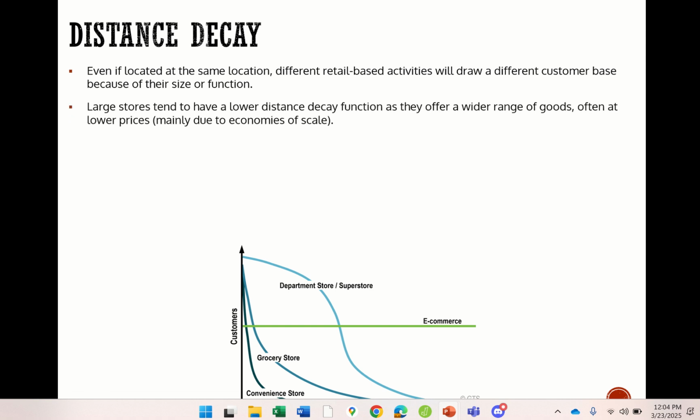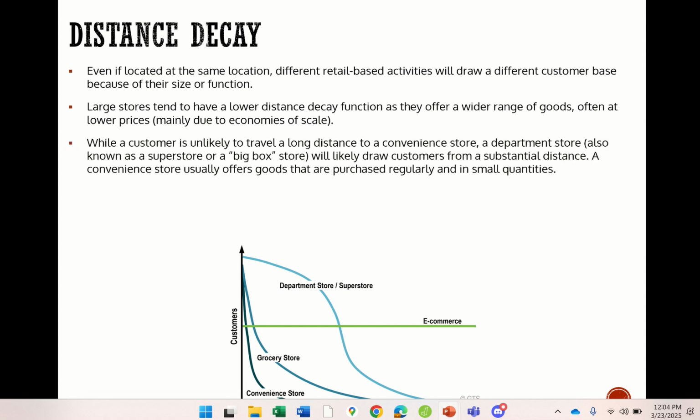Grocery store, right? You'll be willing to travel a little further to a grocery store based on your tastes. Usually you're going to a grocery store maybe once or twice a week, maybe more, maybe less, depending on your personal circumstances. But usually you're going to buy more at a grocery store and your purchase is going to be higher. So usually you're willing to travel a little further to a grocery store compared to a convenience store.